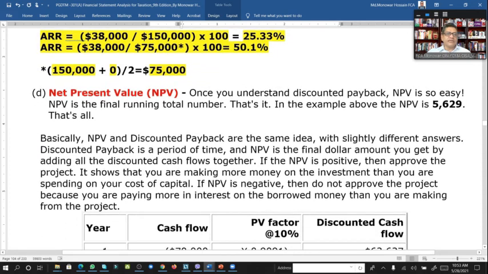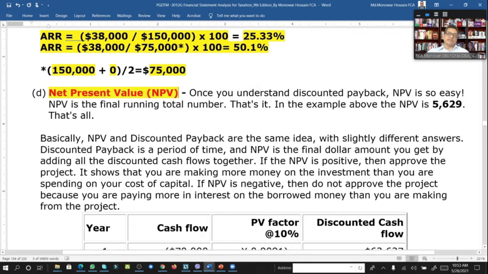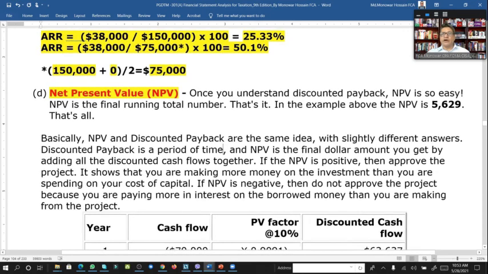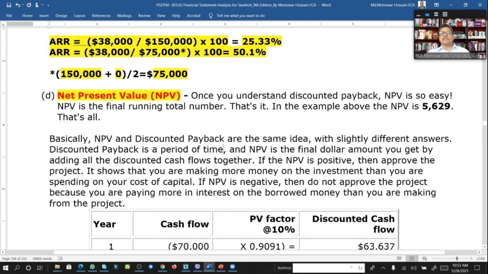Okay sir, then now it is very important: the net present value. We always use it. NPV and IRR are very vital and common things for the accountant. So once you understand the discounted payback, NPV is so easy.